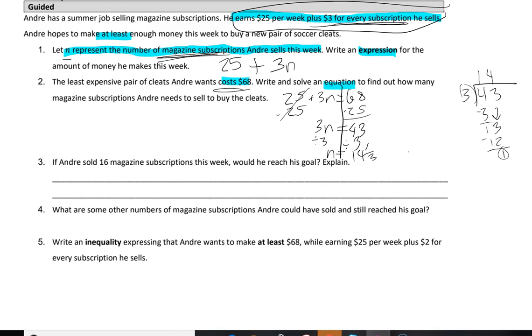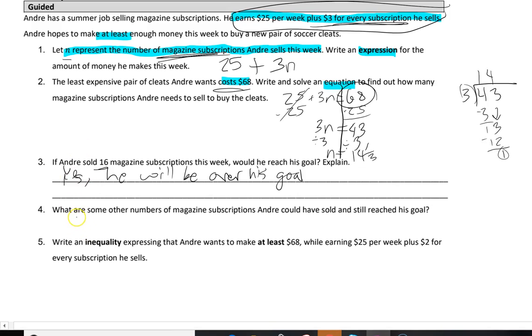So if he sold 16 subscriptions, would he reach his goal? Let's think about it. 14 and 1/3 would make $68. If he sold more subscriptions, he'd make more money. So I think yes, he will actually be over his goal. So let's think of some other numbers of magazine subscriptions Andre could sell to reach his goal.